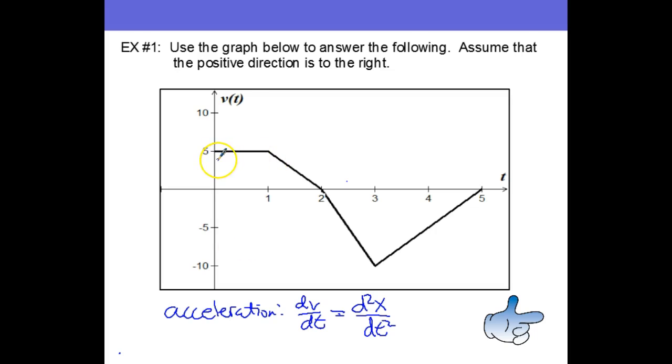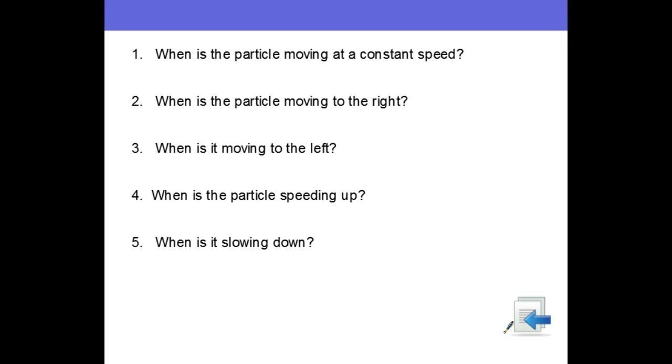So we can see by inspection of the graph that on the interval from 0 to 1, we are moving at a constant velocity. So that's going to be when the acceleration is equal to 0. And of course that's dv/dt, or the slope of the velocity function is equal to 0. So when does that happen? It happens when 0 is less than t is less than 1.